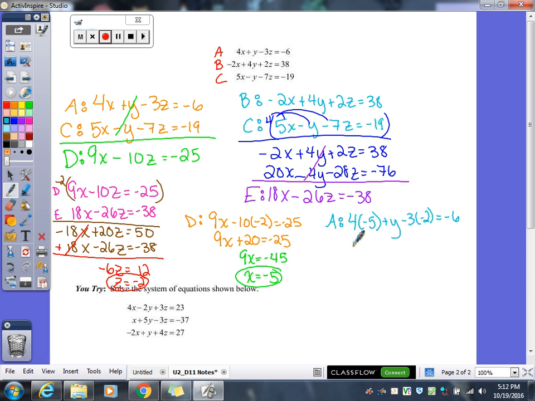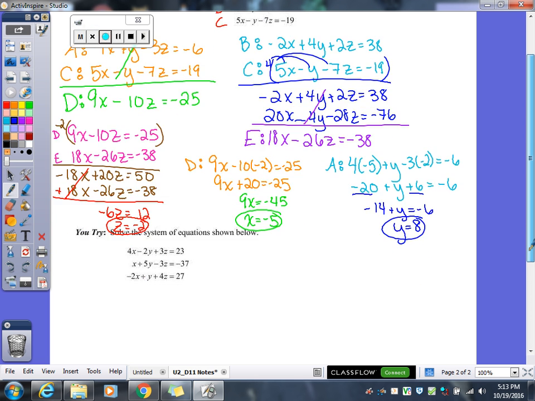Let's see what we get. So we get negative 20 plus y plus 6 equals negative 6. Combining my like terms here, I get negative 14 plus y equals negative 6. Add 14, we get y equals 8. So x is negative 5, y is 8, z is negative 2.